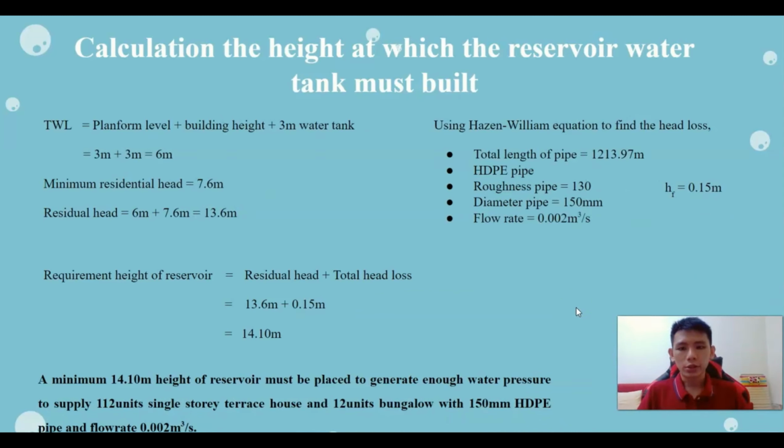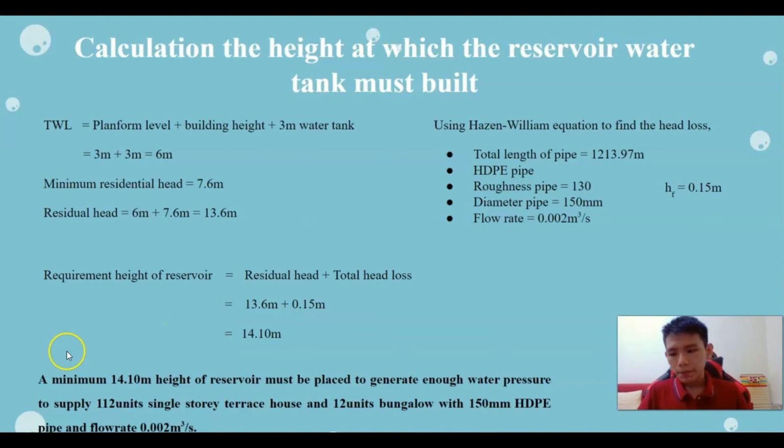Later we calculate the height at which the reservoir water tank must be built. The total water level is 6 meters, and the minimum residential head is 7.6 meters. So we obtain the residential head is 13.6 meters. Then we use the Hazen-Williams equation to find the head loss with this information. We obtain the head loss is 0.15 meter. So the residential head plus the total head loss gives the required height of reservoir, which is 14.10 meters.